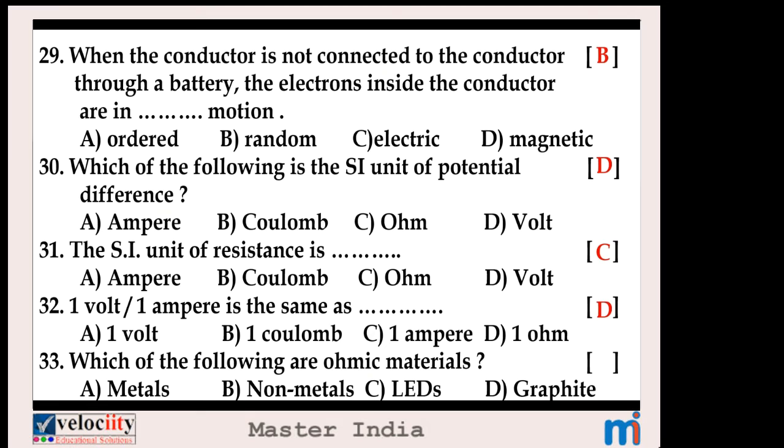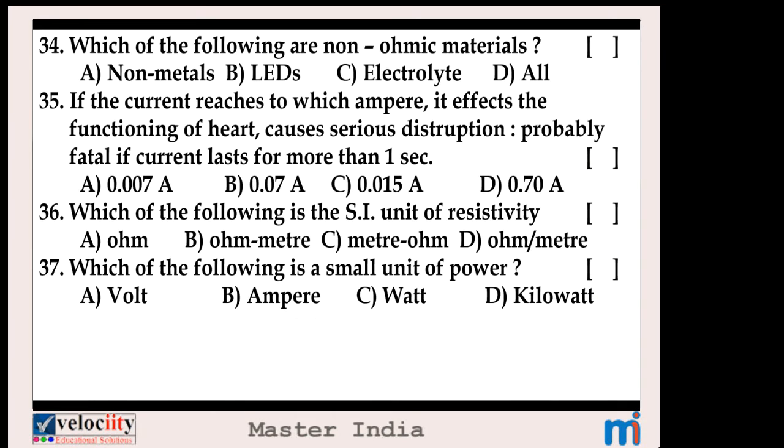33. Which of the following are ohmic materials? A. Metals, B. Non-metals, C. LEDs, D. Graphite. Correct answer is A. Metals. 34. Which of the following are non-ohmic materials? A. Non-metals, B. LEDs, C. Electrolyte, D. All. Correct answer is D. All. That means non-metals, LEDs, electrolytes are the non-ohmic materials.